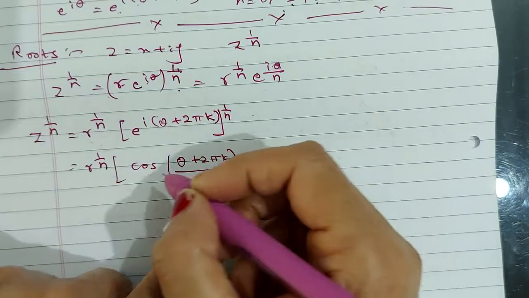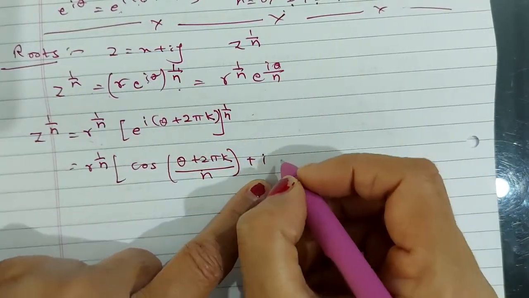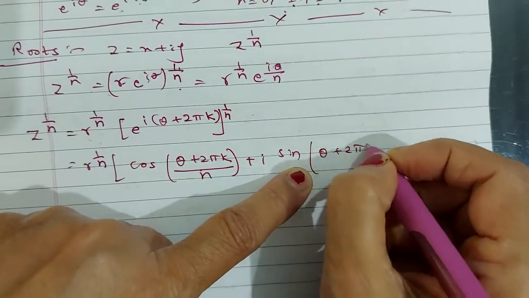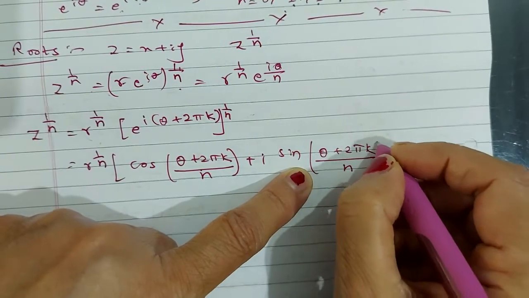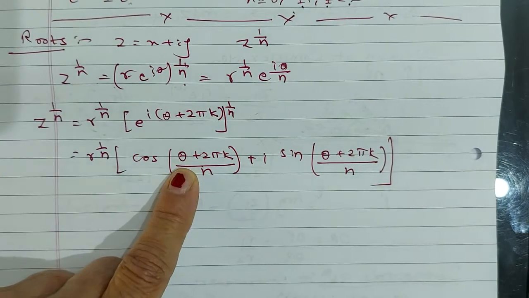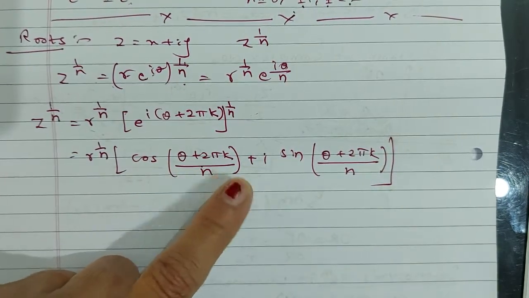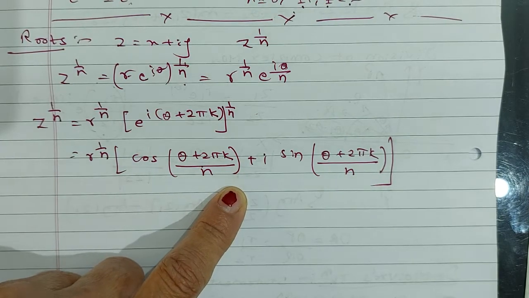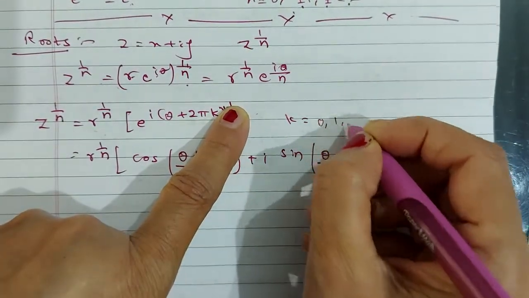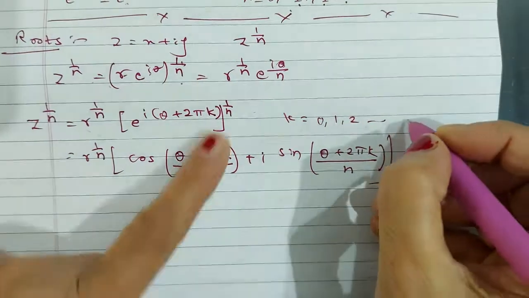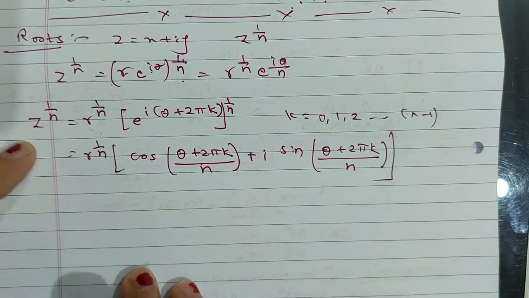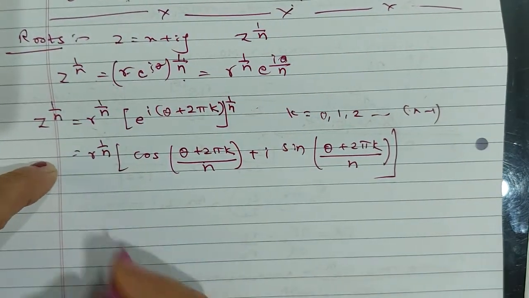plus i sin of (θ + 2πk)/n), since e^(iθ) is cos θ + i sin θ. Done. So now this equation gives the n distinct values. What does k range from? k ranges from 0, 1, 2, etc. till n minus 1. Understood? So the arguments of these n roots will be how much?